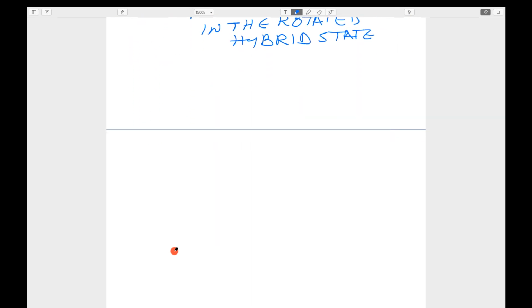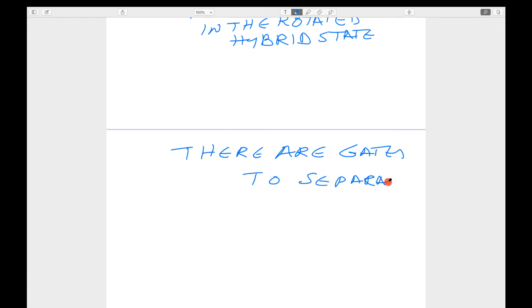Then EFG GTP binds it at that time. There are gates present to separate the E site, P site and A site. So movement is restricted because movement cannot be free. It has to be very systematic.